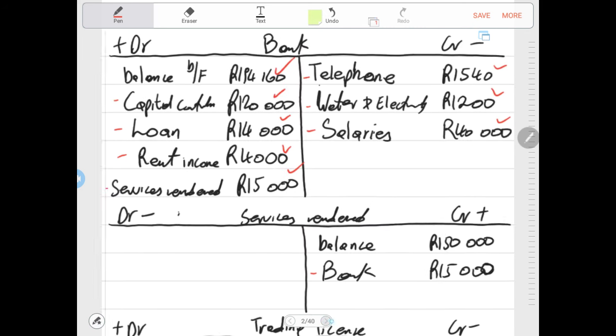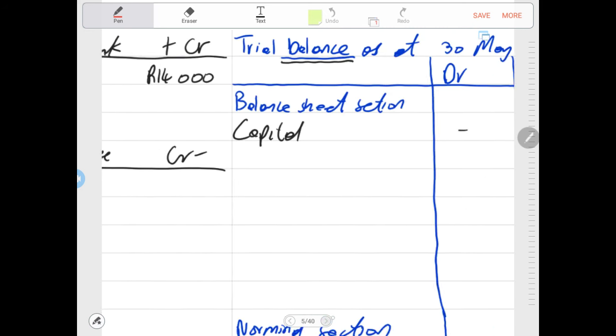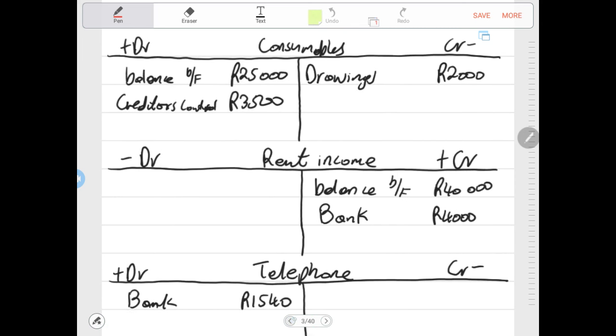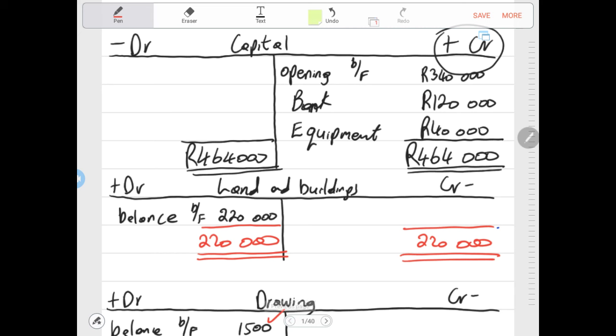So what do we do? We take the 220,000 of land and buildings. Remember, land and buildings is under the balance sheet section. Then you say land and buildings. The amount of the land and buildings is on the debit side, 220,000 rands. You have your tick there. We are only taking the amounts and transferring them to the trial balance. We go to another ledger account. So this one is done, this one is done.